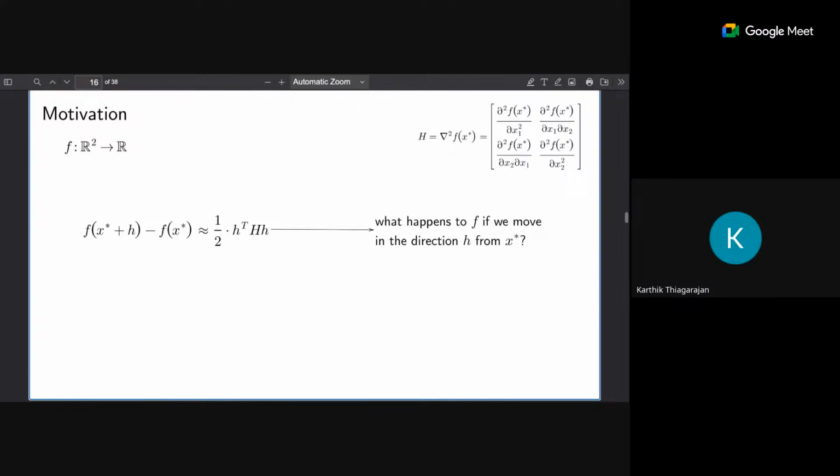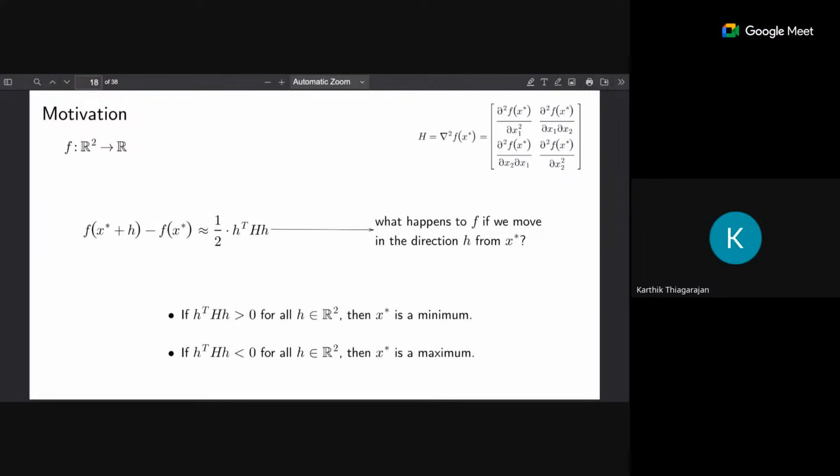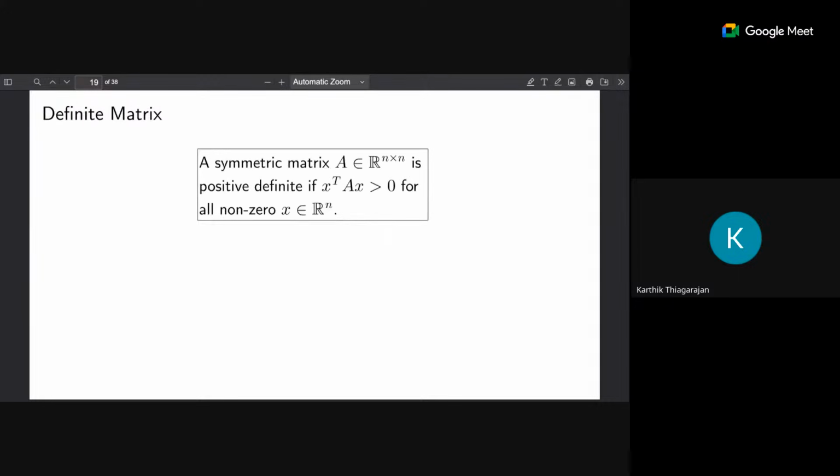Okay, so now we go to, so that is the motivation. If you didn't understand this, it's okay. I just want you to know where this arises. So that brings us to a definite matrix.